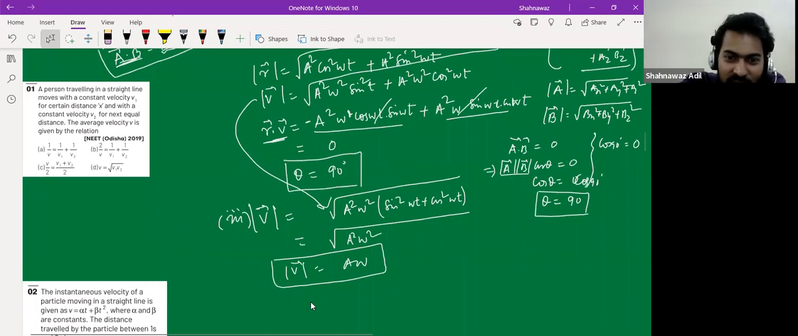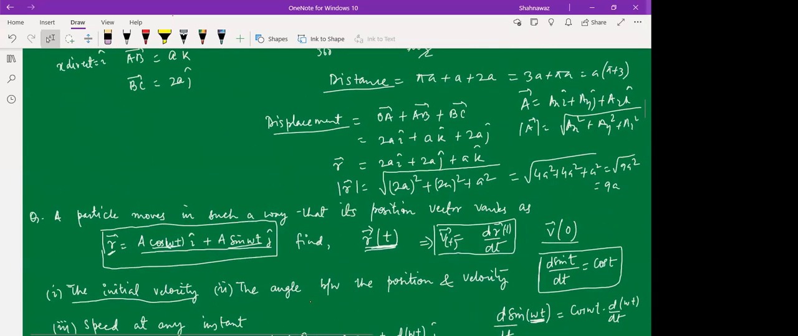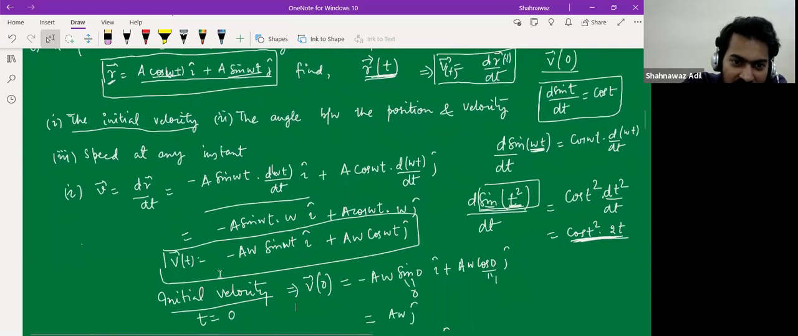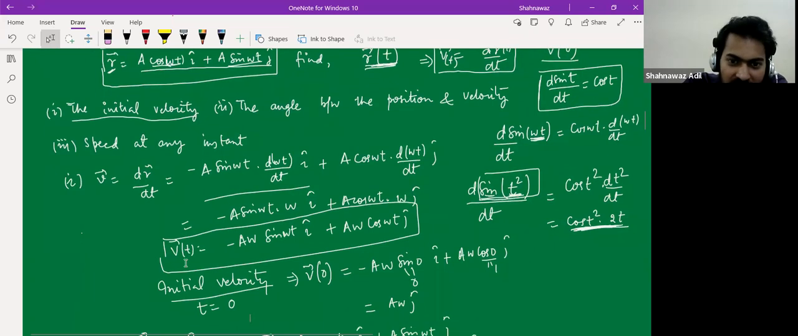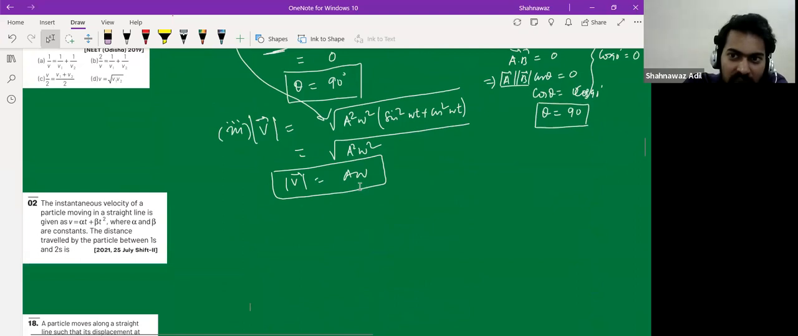So this is the magnitude of the speed. Understood? Any doubt? No, sir. So the third question was the speed at an instant, and we already calculated the velocity. To calculate the speed, we just calculate the magnitude of this vector. In the previous question, we already calculated the magnitude, which was like this. So we use this formula and we reached here. Any question?